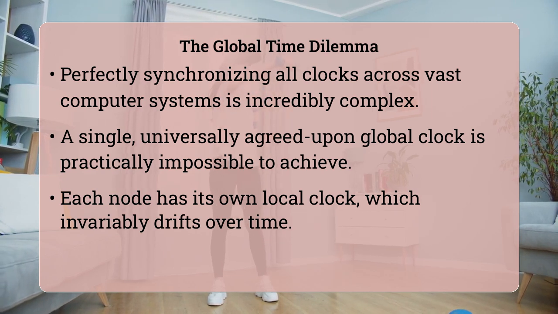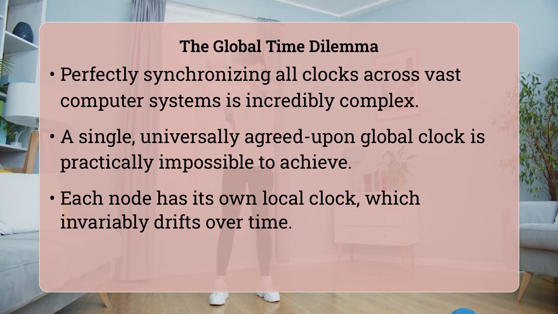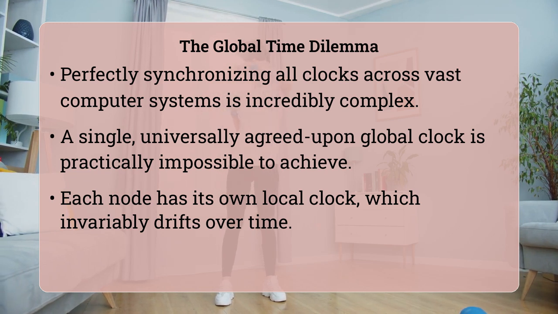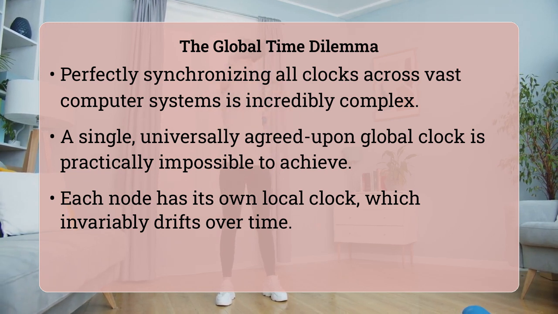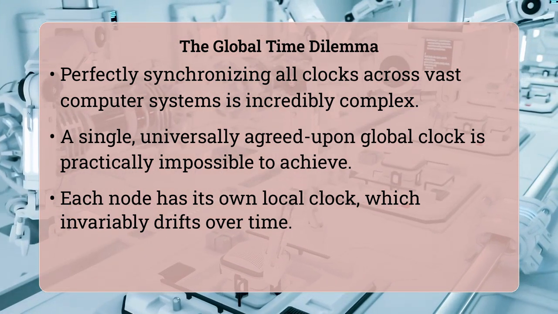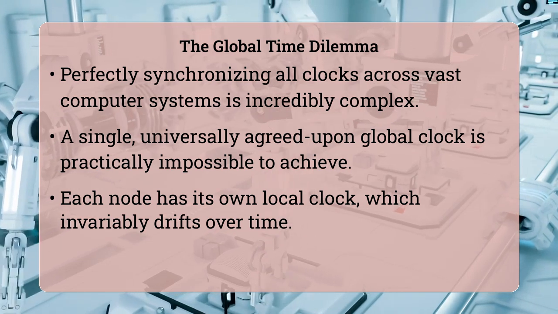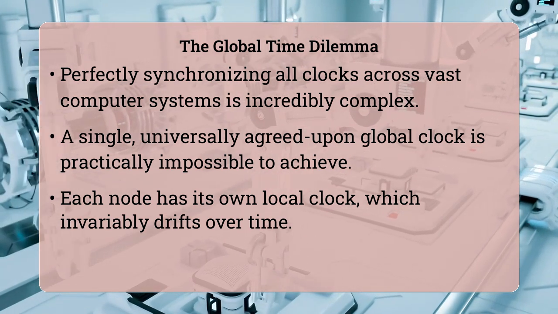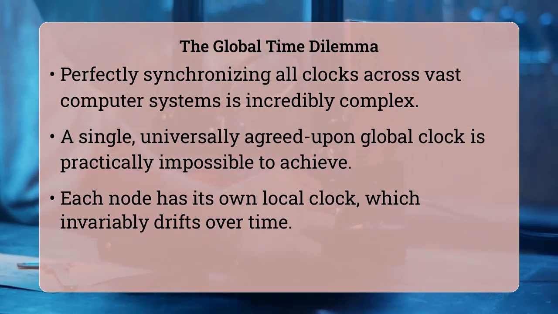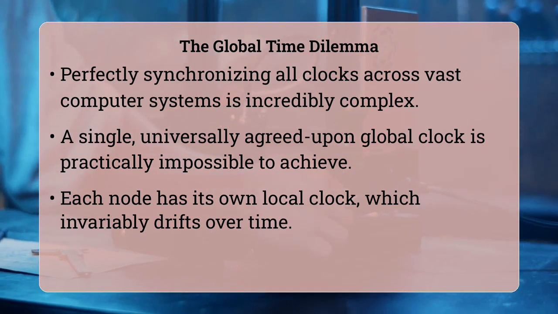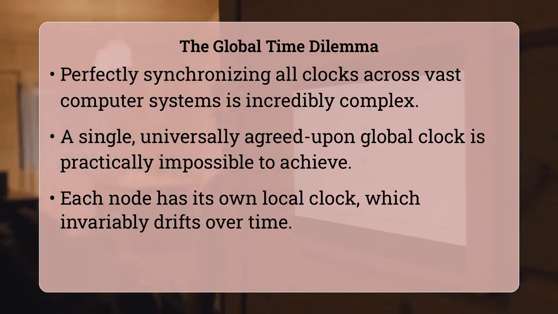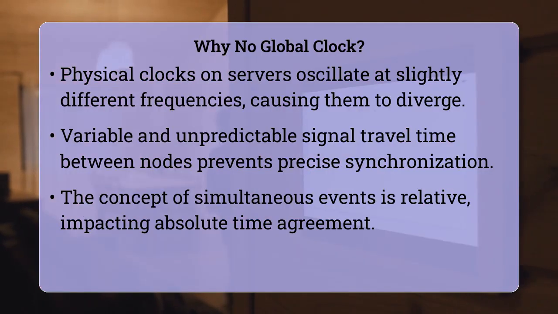So, why do distributed systems, which rely so heavily on coordination, fundamentally operate without a single, universally agreed upon global clock? The direct answer is that a true, perfectly synchronized global clock in a distributed system is practically impossible to achieve and maintain, primarily due to fundamental limitations in physics and the realities of network communication. Each individual computer or node in a distributed system has its own local clock, but these clocks invariably drift and cannot be kept in perfect lockstep with each other.